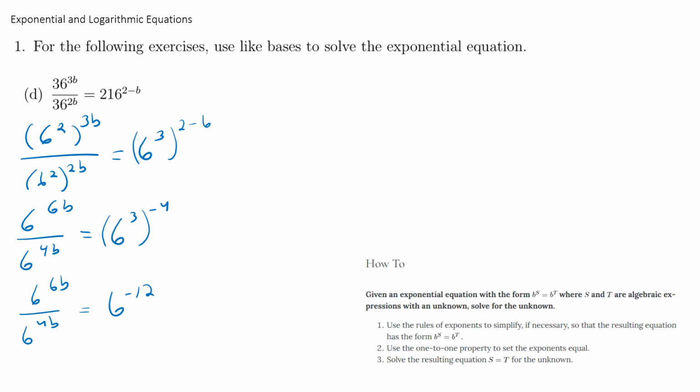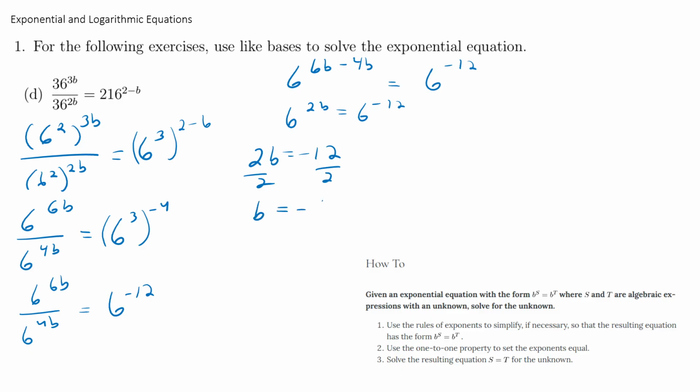So this is going to become 6 to the 6b minus 4b is equal to 6 to the negative 12. So 6 to the 2b is equal to 6 to the negative 12. We now have the same base, so I can set those exponents equal. So 2b equals negative 12, divided by 2, divided by 2, and b should equal negative 6, right? And then we can check ourselves again.